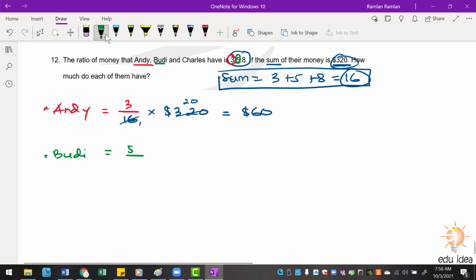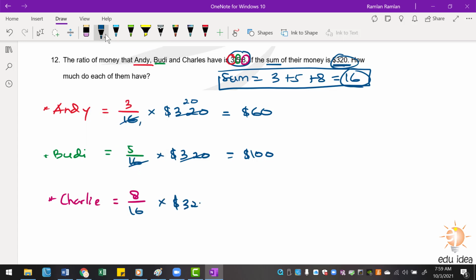Same thing with Budi, because Budi is represented by this number right here, which is 5, so it's going to be 5 over the same thing, because we have the sum is 16, right? Multiply that with 320, right? So you will get $100. Charlie is represented by this number, which is 8, so it's 8 over 16, multiply that again with $320, and then you will get 8 times 20, which is $160. Okay, so if you notice, if you add them up, you will get $320, right? You get back here, right? So that's just the proof that the answer is correct.